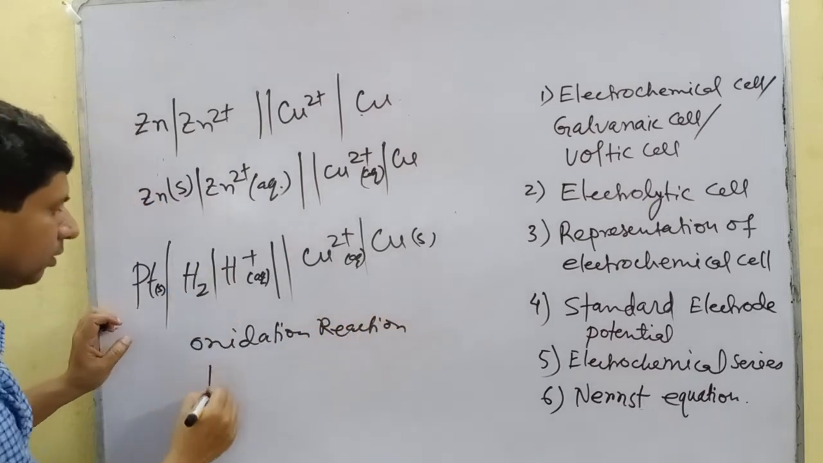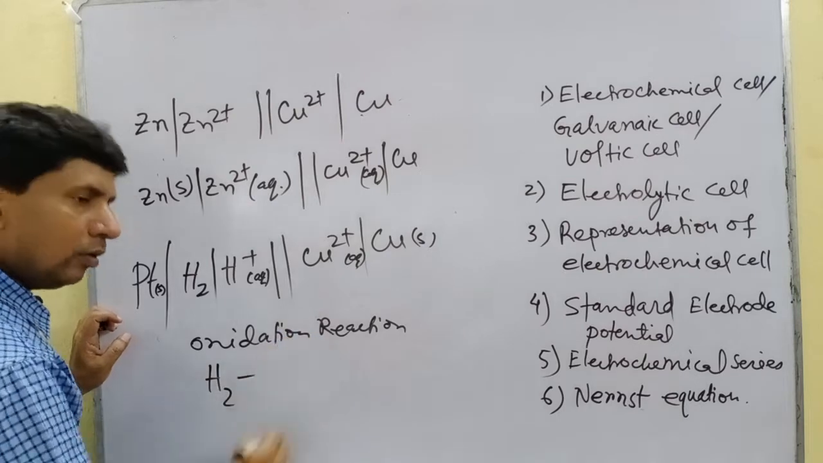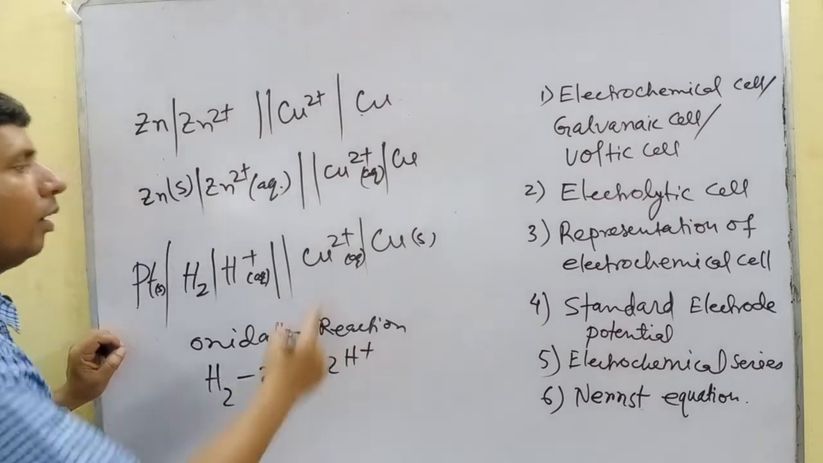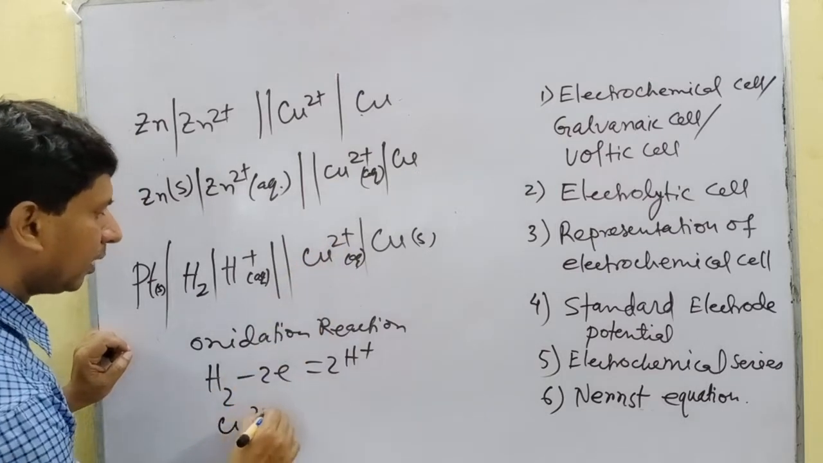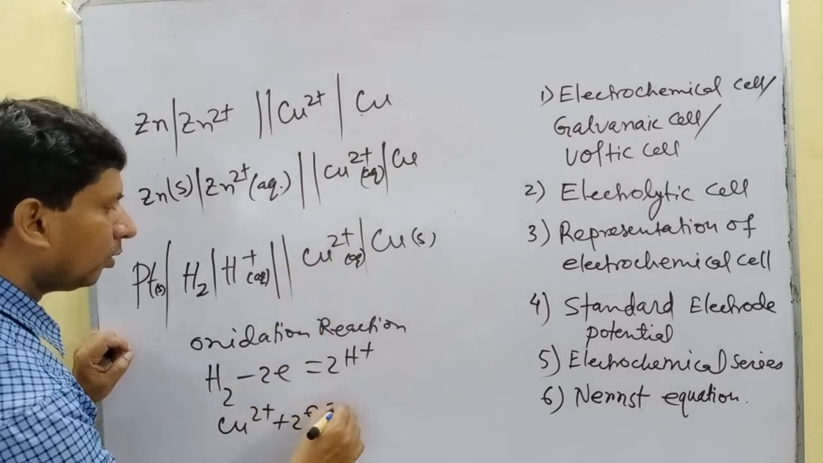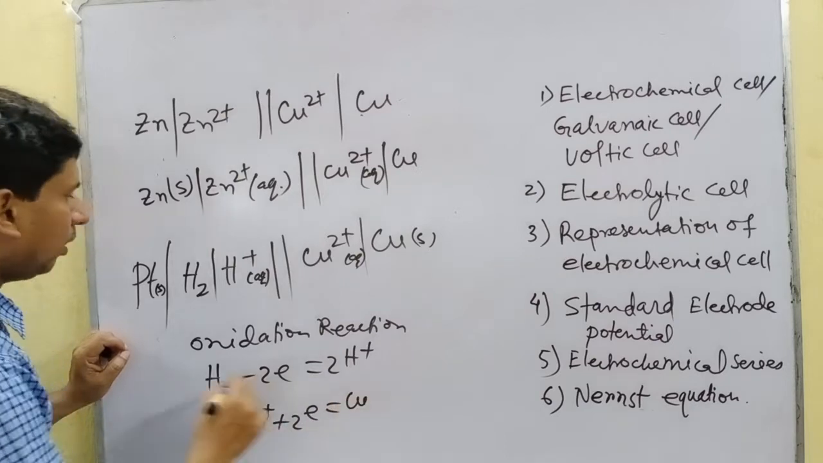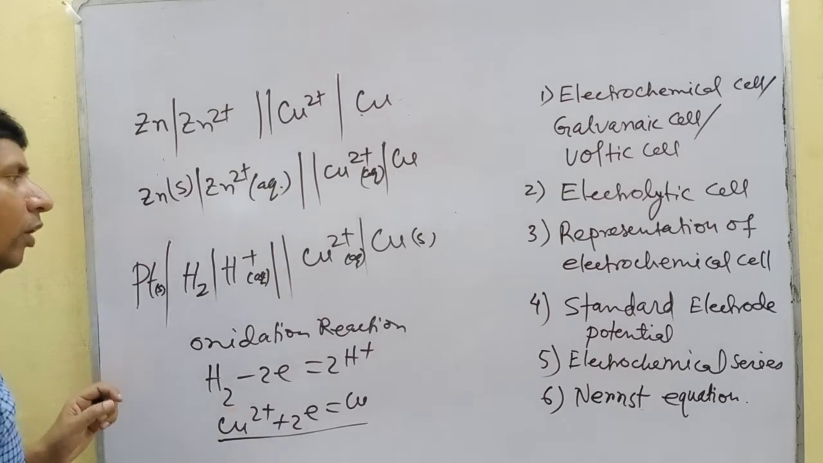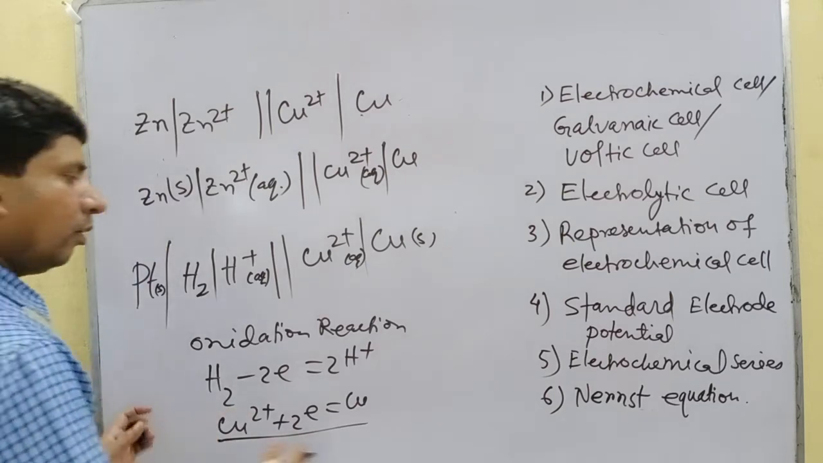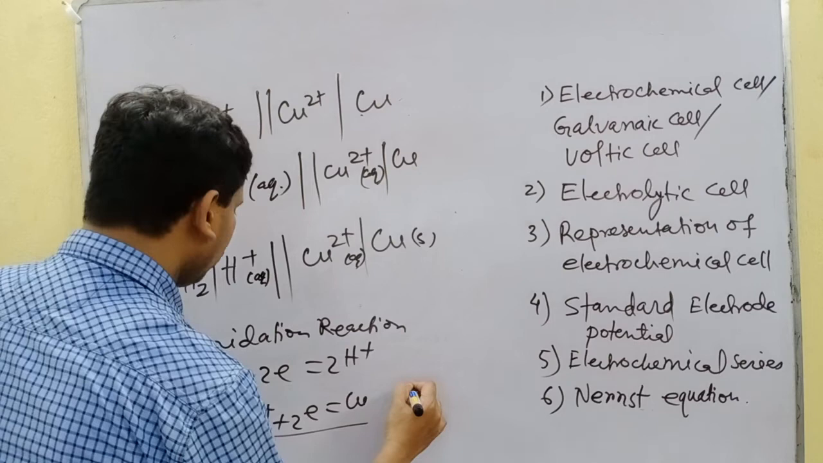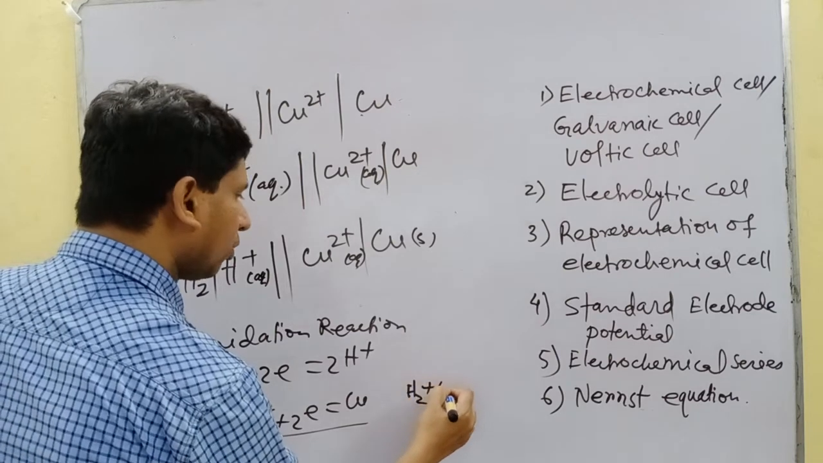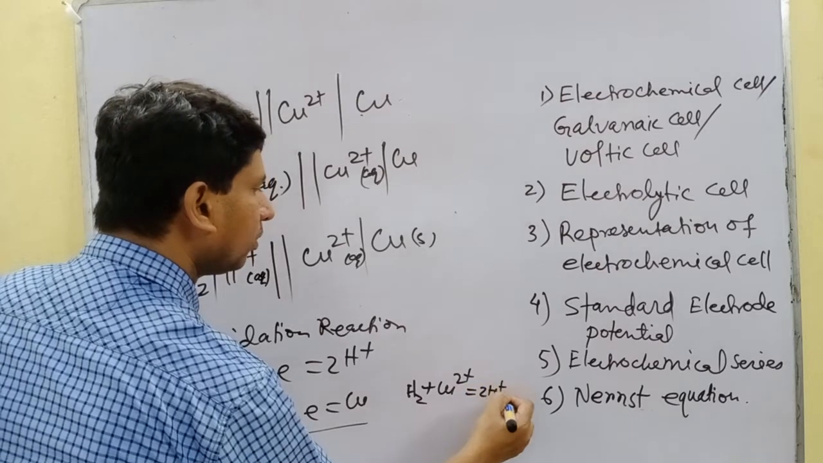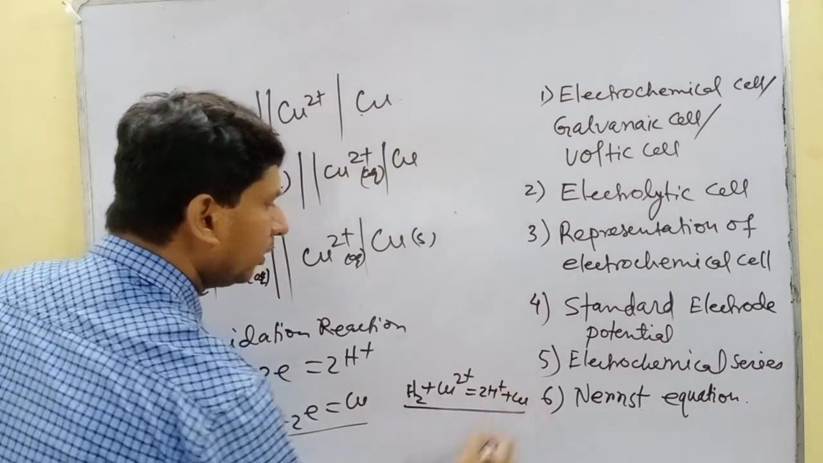Oxidation reaction means H2 minus 2 electron equal to 2H plus, and here copper 2 plus plus 2 electron equal to copper. This is the oxidation half reaction, this is the reduction half reaction. Then what will be the full reaction? Full reaction means H2 plus copper 2 plus equal to 2H plus copper, okay. This is the full reaction.